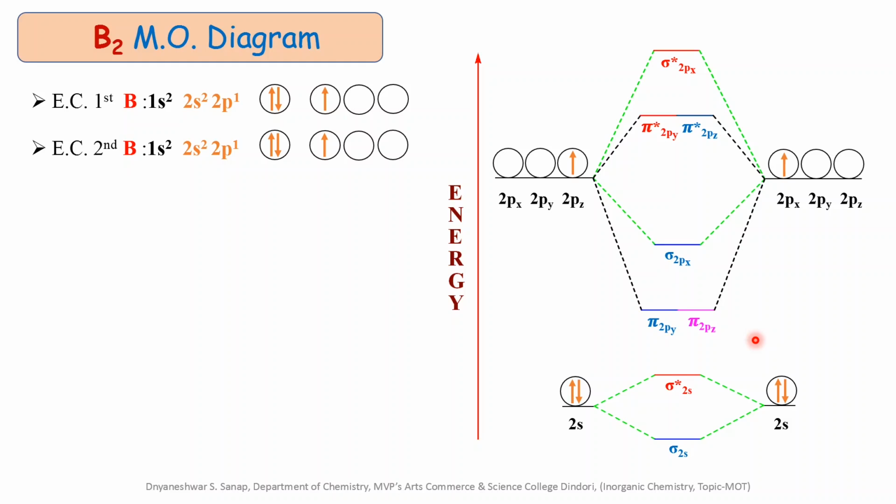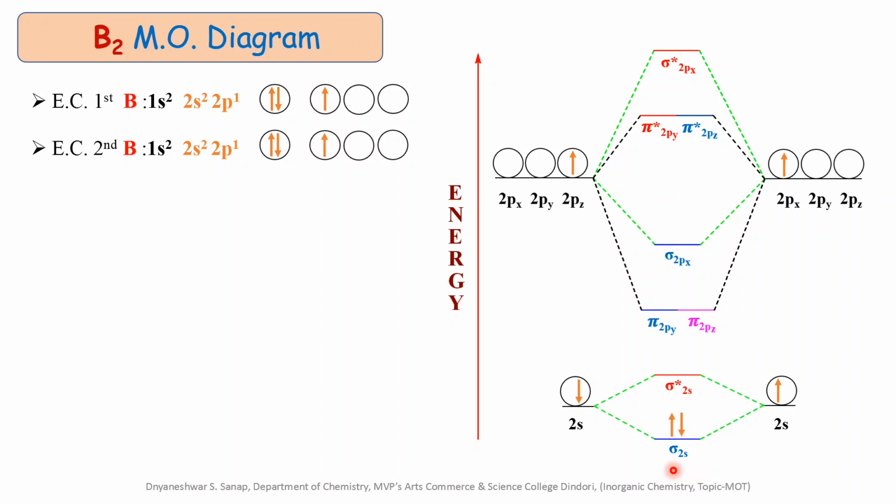The next point is filling of electrons in the molecular orbitals from the respective atomic orbitals. There are a total of 6 electrons present in both atomic orbitals, which are filled one by one in the molecular orbitals according to the Aufbau principle and Hund's law of maximum multiplicity. According to the above principle, the first electron goes to the sigma 2s bonding molecular orbital.